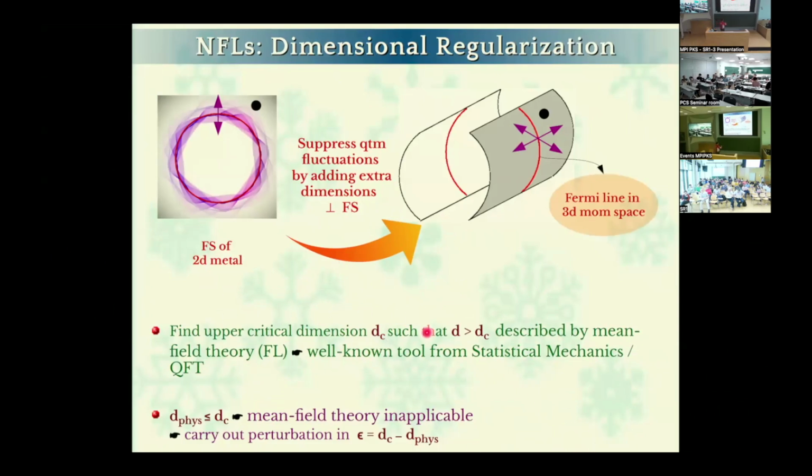And this is a well-known notion from StatMech and QFT. However, if the physical dimension of the system is less than or equal to D_C, then we cannot quite trust the universal scalings that you would extract from a mean field theory. So that's inapplicable in some sense. But now what we can do is carry out a perturbation in this parameter epsilon, which is the difference between D_C and the physical D, as long as epsilon is small enough to justify a perturbative treatment.